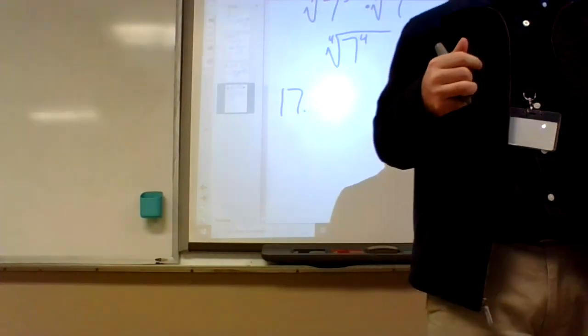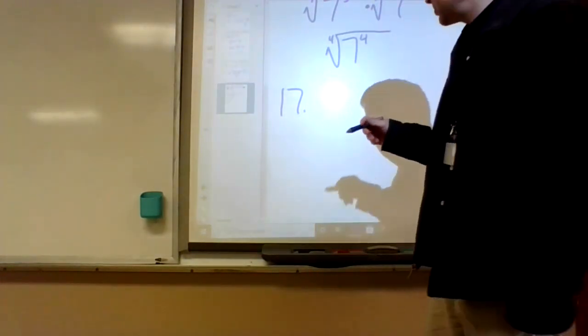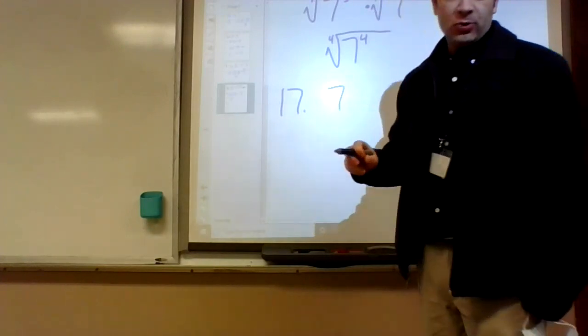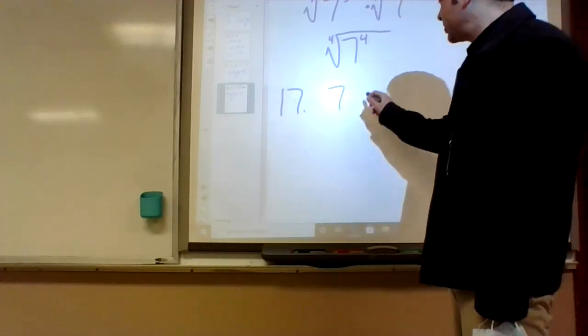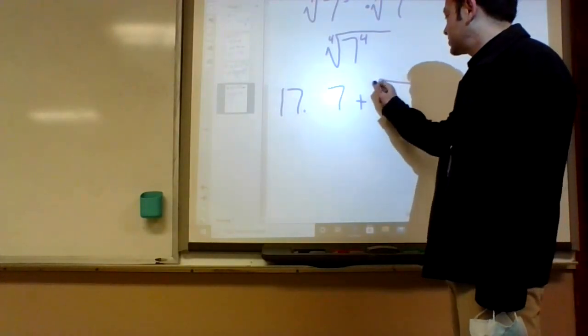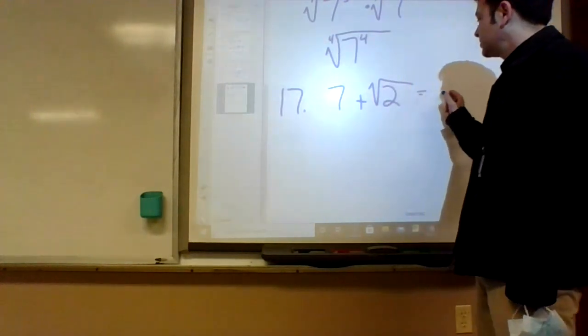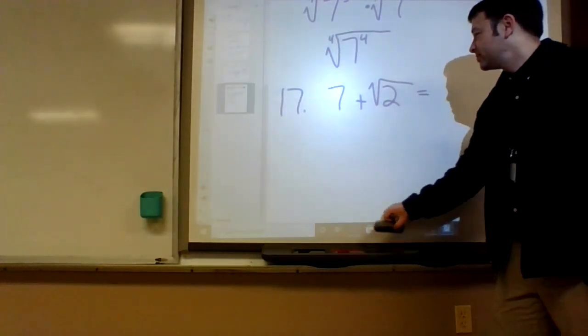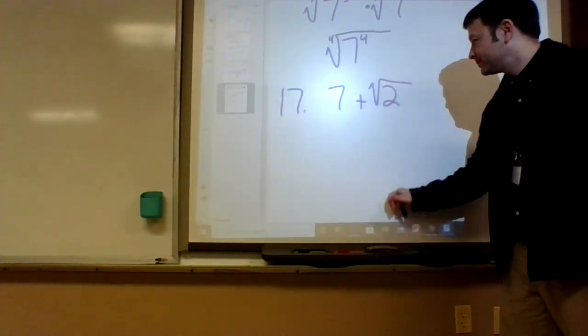Okay, number 17. This is short and sweet. What is the conjugate of 7 plus square root of 2? We're going to need to know this in a second. 7 minus square root of 2.